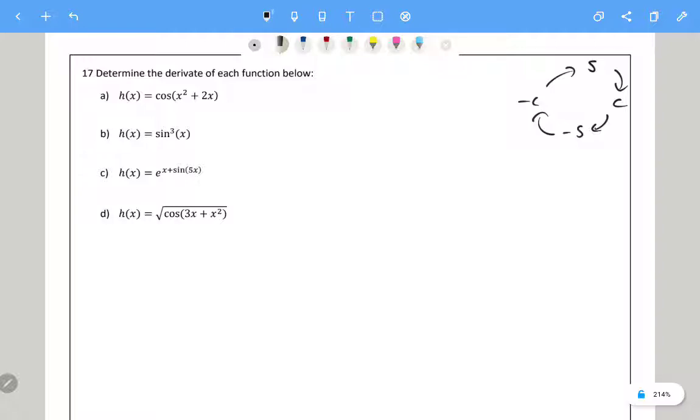But the only part you need to memorize is that sine goes to cos. If you remember that, then derivatives become quite straightforward. So cos goes to negative sine. So h dash of x is going to be negative sine of x squared plus 2x. But, chain rule, times by the derivative of this. And the derivative of that is 2x plus 2.